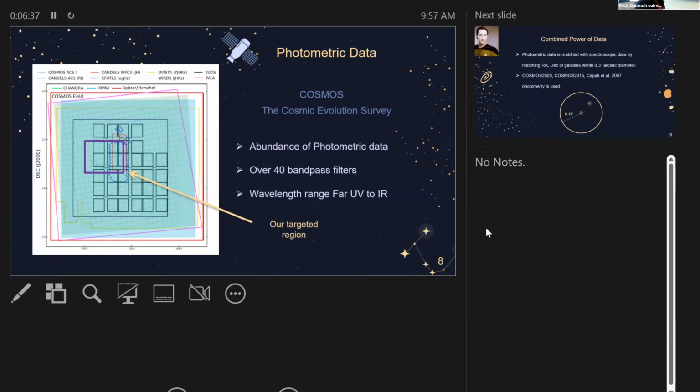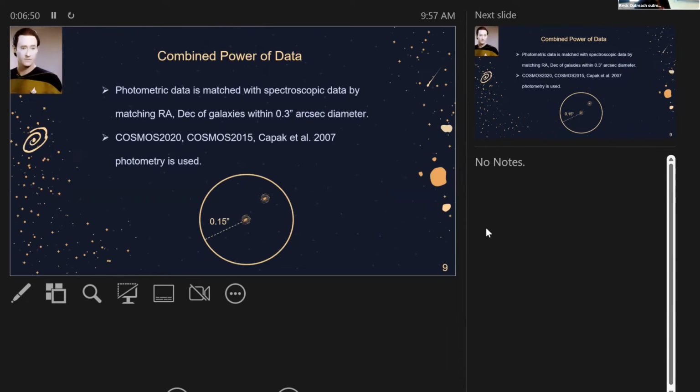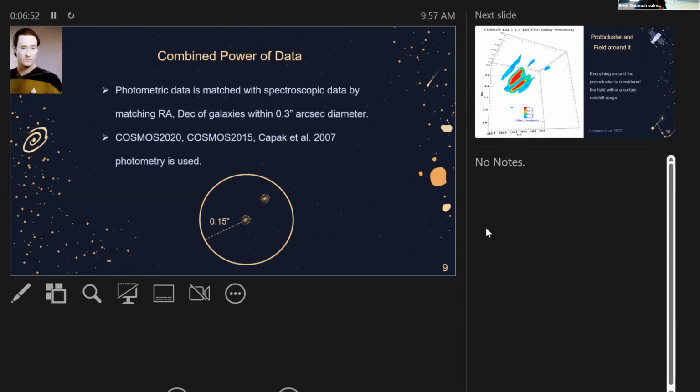And our photometric data comes from the COSMOS field. So this is our targeted region. And this survey has over 40 bandpass filters, and it ranges from far UV to IR. So we're using the COSMOS2020 catalog. Some of it is COSMOS2015, and also photometry from K-PAC 2007. And we are matching this photometry with our spectroscopic data by using the RA/Dec of galaxies within a sky error of 0.3 arcsecond.